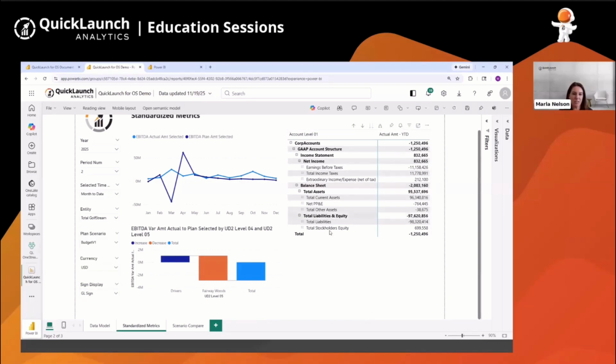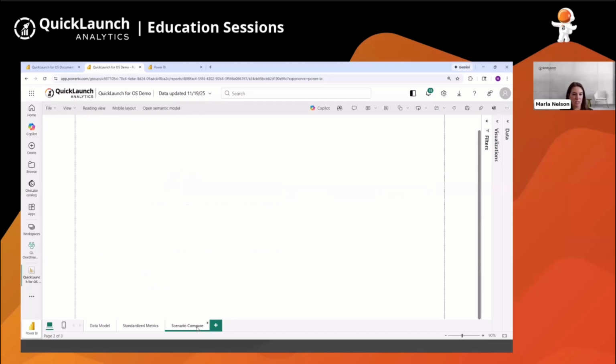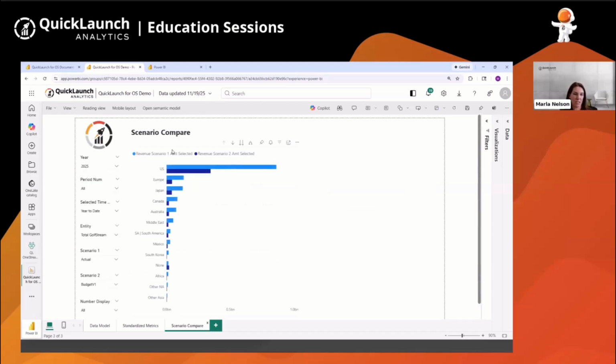May seem trivial, but it's very important for this enterprise grade model that you have all of that baked into your solution, which is what the QuickLaunch Analytics solution has.